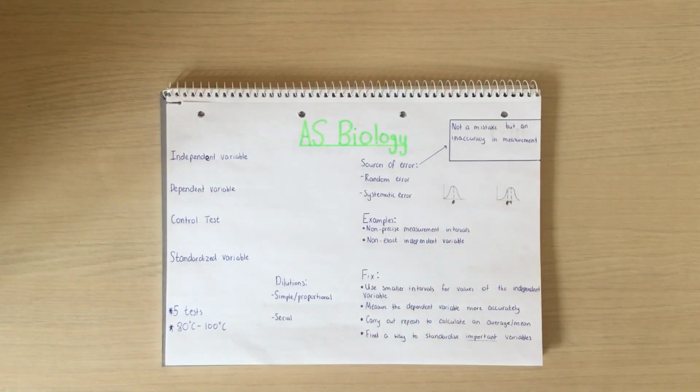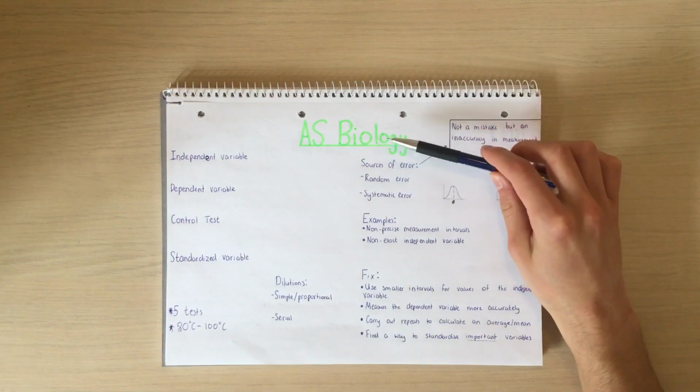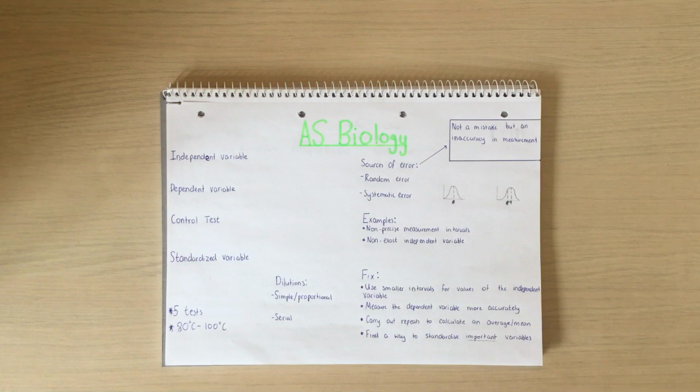In today's video, we're going to be looking at all of these different points that we need to know for the AS Biology Paper 3 exam. If you want to skip to a certain point that you see on this paper, take a look in the description below as I've listed the timestamps.